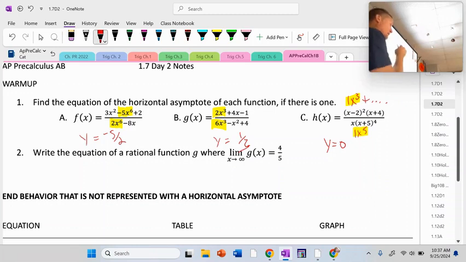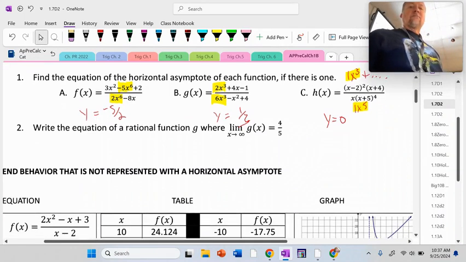1,000 over 100,000 is 1 over 100. I hope I'm not embarrassing myself. But 1 over 100 is 0.001. That's almost 0. When I plug in 1,000, it gets more ridiculous. And then it becomes 0.000. This is the point. When I throw in large numbers, I get almost 0 as outputs. That's why this is the end behavior asymptote.